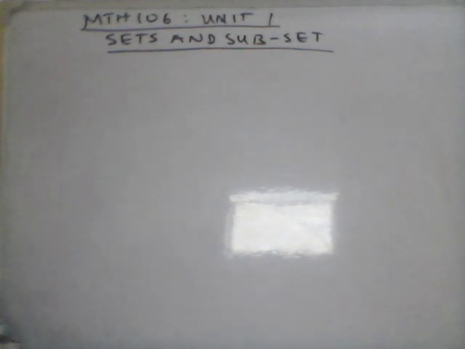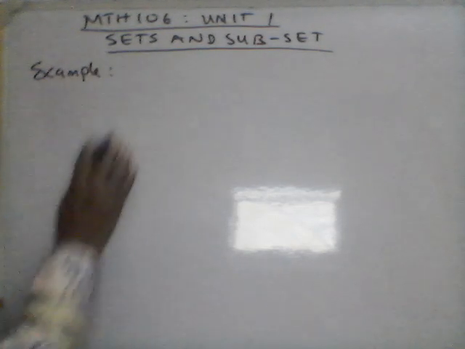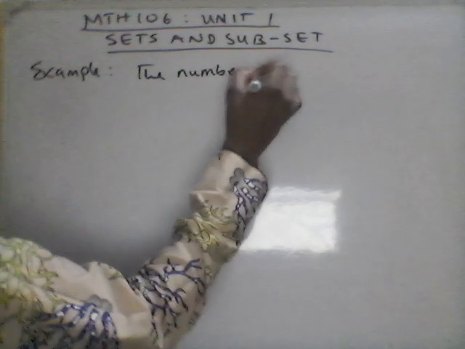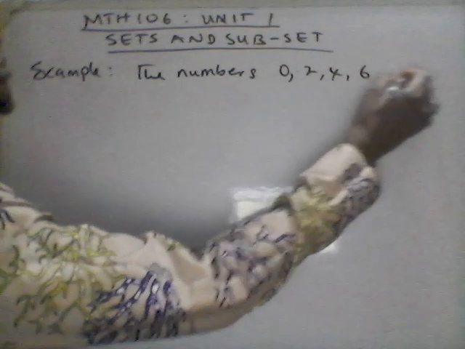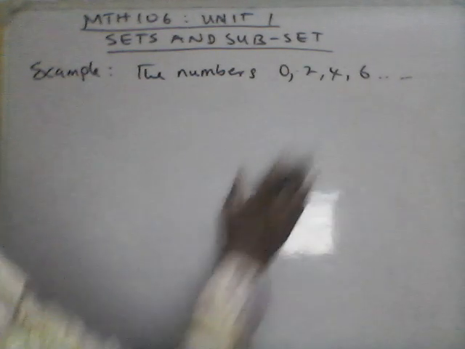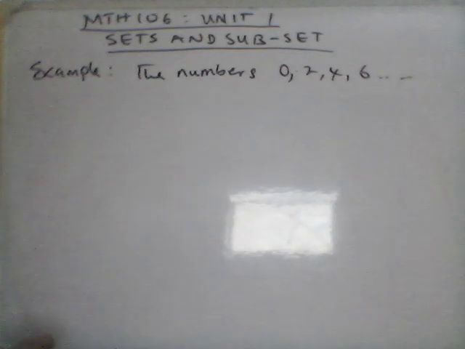A set is any well-defined list, collection, or class of objects. Examples of sets include, example 1, I can say the numbers 0, 2, 4, 6, and so on. So this is a set. We said a set is a collection of similar items. Now if you check, this one has to do with numbers increasing by 2.